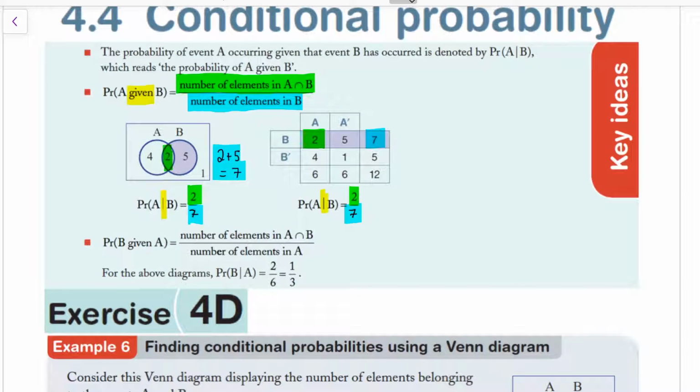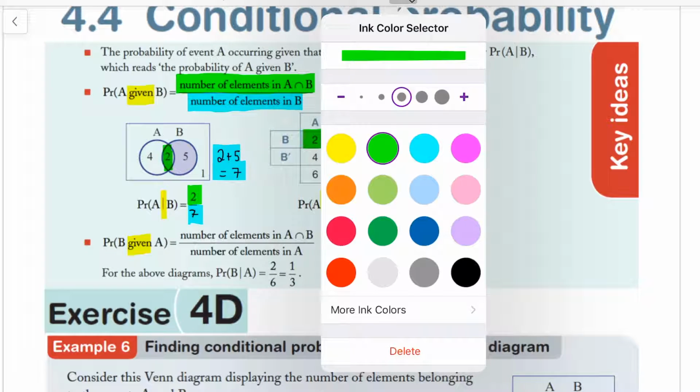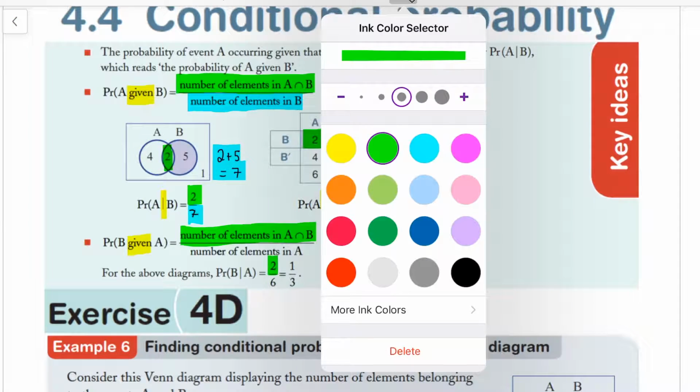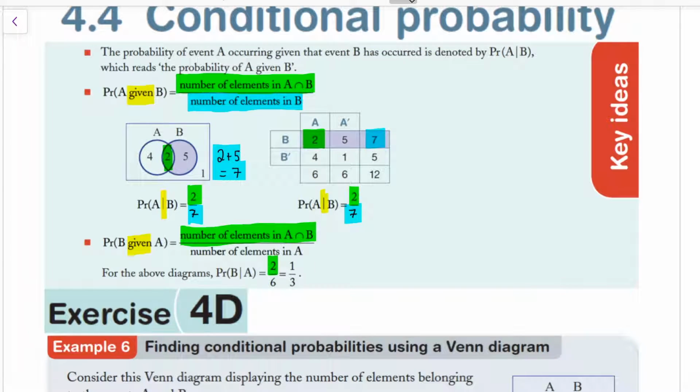What happens if I reverse this? And I say to you, what's the probability of B given A? Now we're looking still at our number of elements, which is the intersection of A and B. So the number at the top stays the same, which is 2. But now it's given A, so now you're looking at your total for A. Let me just pick another colour. I'll go for the pink. That is the 6. So to get my total for A, it's the 4 plus the 2, which gets me the 6.